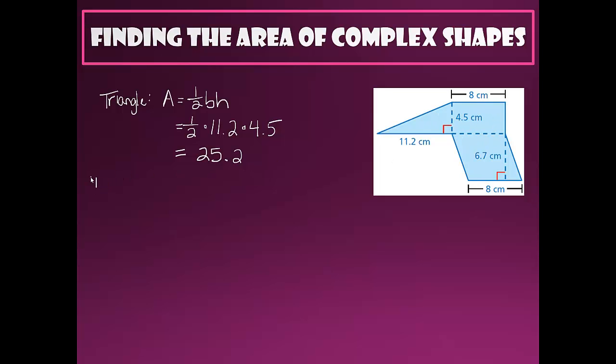So for our rectangle, our formula is area equals length times width. So for our length and our width, we have 8 and 4 5/10. So we'll do 8 times 4 5/10. And 8 times 4 5/10 is 36. And now we'll look at the parallelogram.